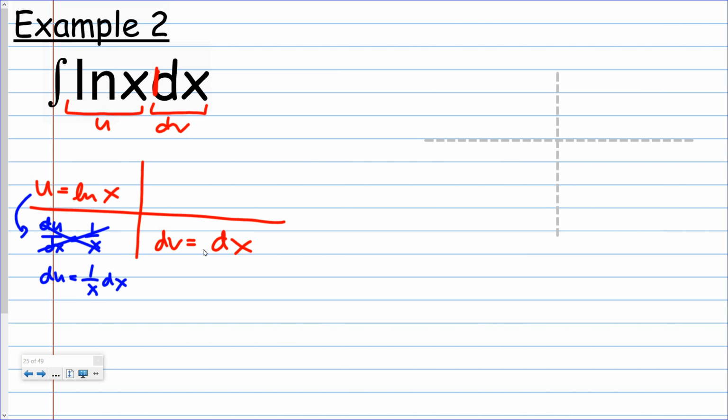Right here, I'm going to take the integral of both sides. On my right side, the integral of dv is v. The integral of 1 dx, what's the integral of 1 dx? It's just x, so v equals x. All right, so I've done my crosshairs, and I'm just going to plug right into the formula. This formula says the integral of u dv equals u times v minus the integral of v du. So u times v is just these two multiplied together. So that's just x ln of x.